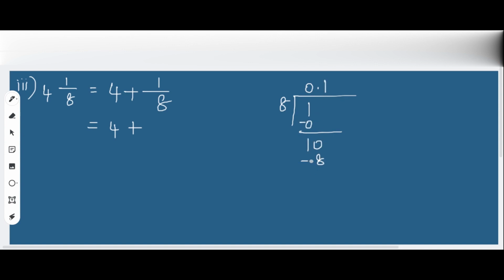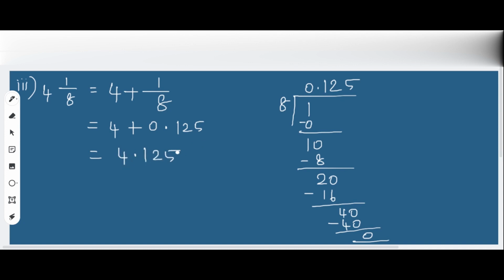So 8 ones are 8, 10 minus 8 is 2, and then insert a 0, then 8 twos are 16, then 4, insert a 0, 8 fives are 40, right? So you'll get a remainder of 0. Your quotient is 0.125. Add 4 plus 0.125, that is 4.125. So your answer is terminating because you have a remainder 0. So the answer is terminating.